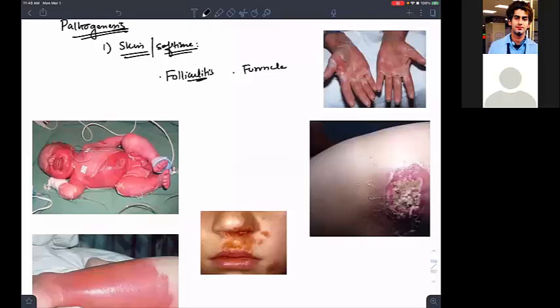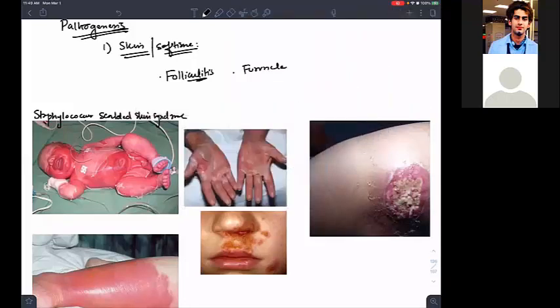Can we see the peeling of skin in the baby? What should I call this if Staph aureus is causing this? Yes, beautiful answer. It is Staphylococcal scalded skin syndrome. And what should I call this if it is in adults? Toxic epidermal necrolysis, TEN. I have taught you this in the previous video.